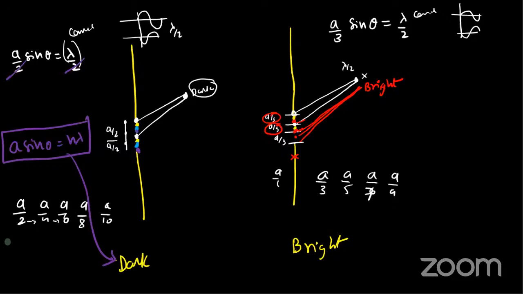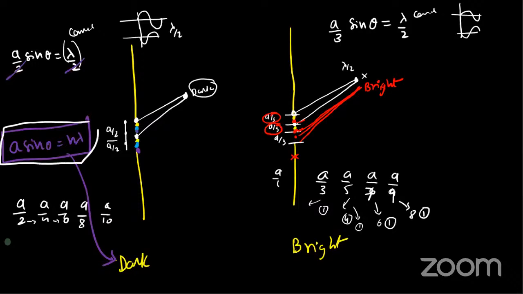Because here 2 parts will cancel out and 1 part contributes to the interference. Here 4 parts will cancel out and 1 part will contribute for the bright fringe. Here 6 parts will cancel out and 1 part will contribute for diffraction. Here in a by 9, 8 parts will cancel out and 1 part will contribute for diffraction. So this is how it happens. I hope you're clear with the idea, but I want you to understand this criteria. The criteria will be reversed.